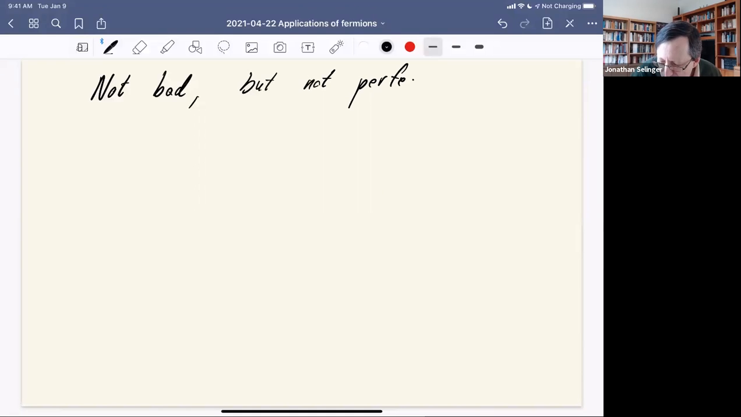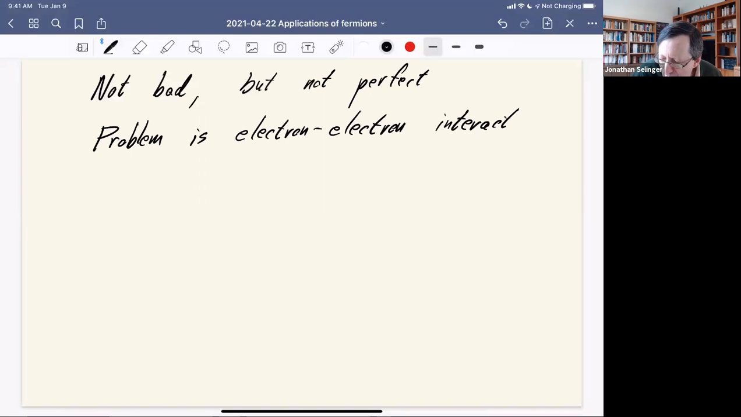And the problem is what we've been leaving out, right? The problem is electron-electron interactions. Right? That it was always a very drastic approximation to be leaving out electron-electron interactions from this theory. And it's amazing that it works at all, but it certainly doesn't work perfectly. And here we're seeing the limitations of that.